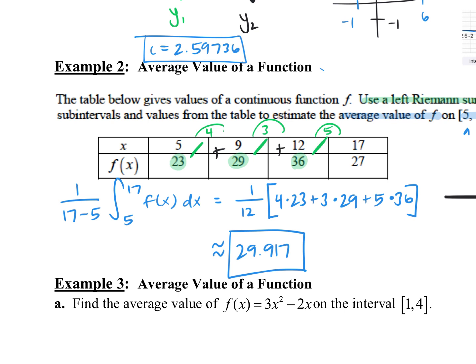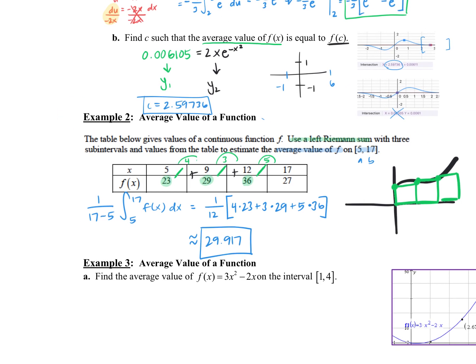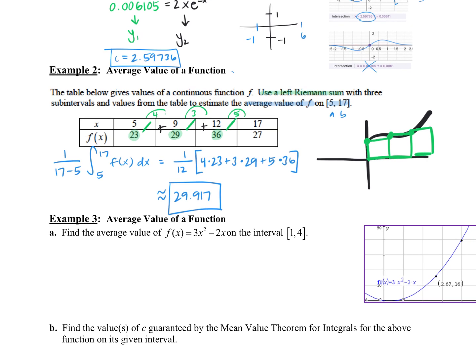So again, it's taking all of your y values here, right? It's finding the average value of all of those things from your subinterval of 5 to 17. So if you look at all these y values, 29.917 seems to be about in between those, right? Yeah, on average there, I would say it's about accurate. Okay, all right, so that is your left Riemann sum. Hopefully we haven't forgotten that.